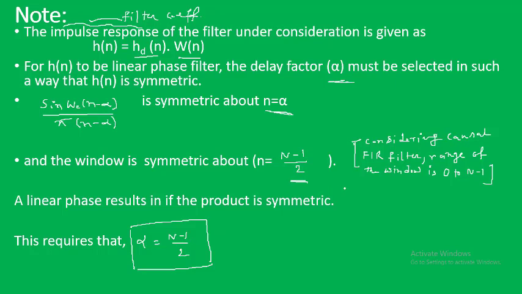Now if we are considering the causal FIR filter, here the window length is considered from 0 to N minus 1 instead of minus N minus 1 by 2 to plus N minus 1 by 2. Why are we considering that? Because we are studying the causal FIR filter. We are trying to design the causal FIR filter.